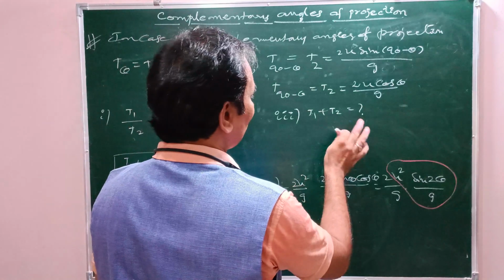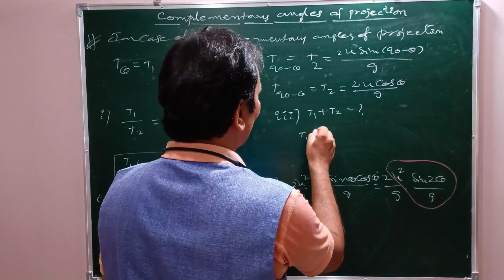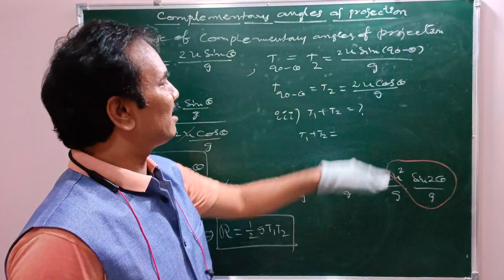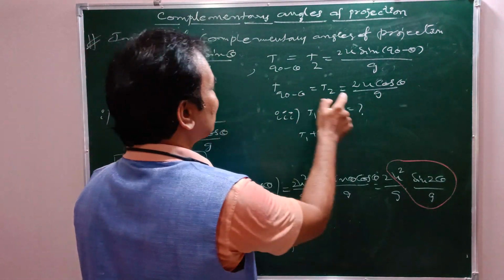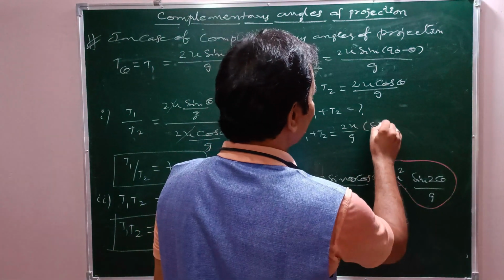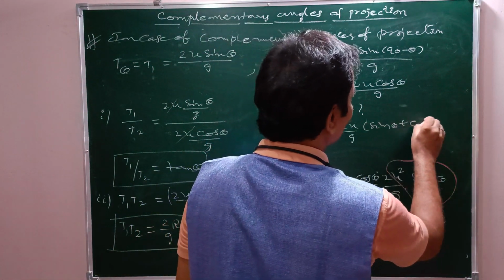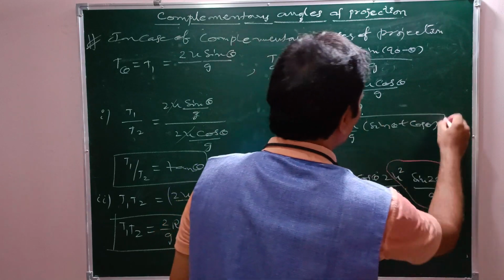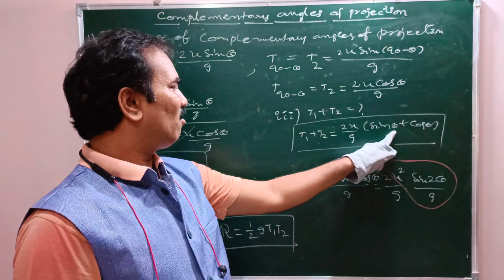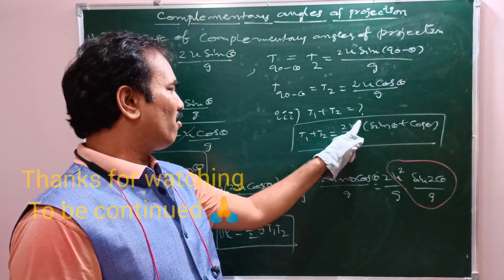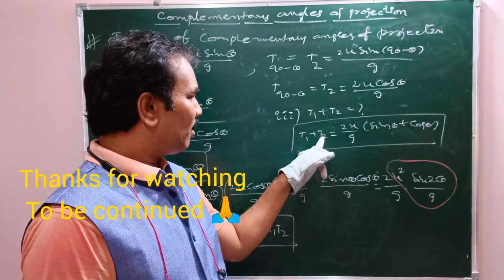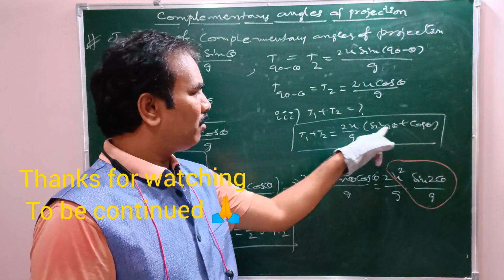Why? Because here there are 3 unknown quantities. t1 plus t2 equal to, t1 means what? 2u sin theta by g, and here 2u cos theta by g. So 2u sin theta by g plus 2u cos theta by g, that is 2u by g is common, that is sin theta plus cos theta. Right? Here theta unknown, u unknown. To find t1 plus t2 means here relation between t1, t2, u and theta.